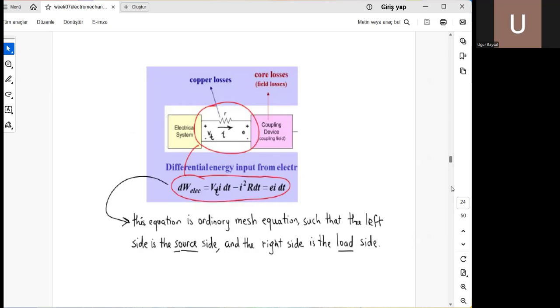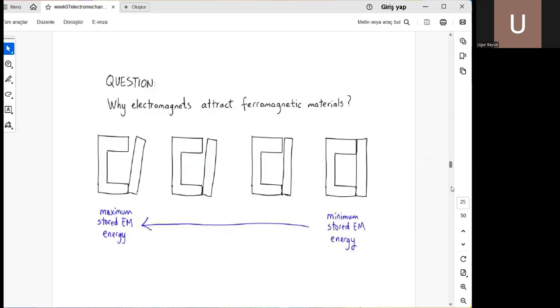So E is the induced voltage, I is the current entering the system, and dt is the differential time to calculate the total energy of the coupling device. So that's a simple one-mesh circuit, which is typical for electrical machines. Next question, because we will investigate the first very basic electrical machine, a moving plunger in a simple electric circuit.